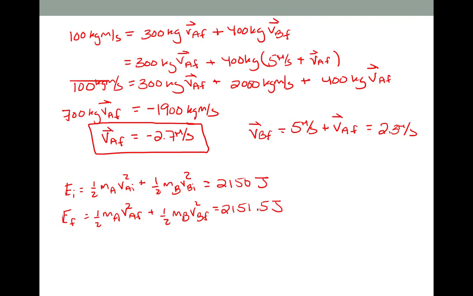Are these numbers perfectly equal? No. But on the other hand, these numbers here were not exactly negative 2.7 and 2.3. There was some round off that happened along the way. So this small difference that you're seeing between the initial and final energies, and the fact that it looks like the final energy is actually bigger than the initial, this difference is a round off issue.